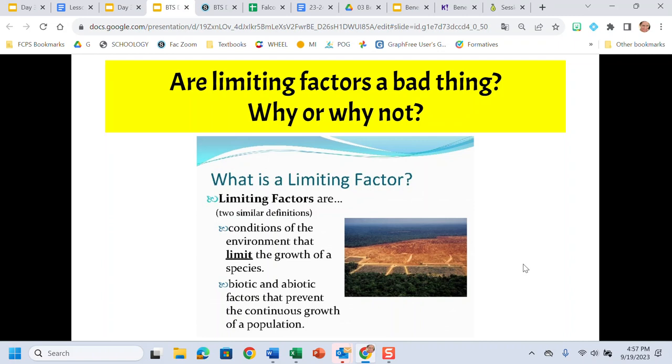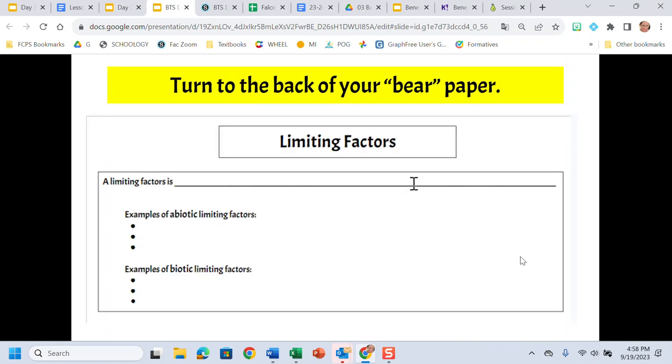All right, are limiting factors a bad thing? Why or why not? Well, we can think back about our cottontails, our little rabbits that we're growing. Probably it's a good thing that we had limiting factors there. So what is a limiting factor again? Limiting factors are conditions of an environment that limit the growth of a species, and they can be biotic or abiotic factors that prevent the continuous growth of a population.